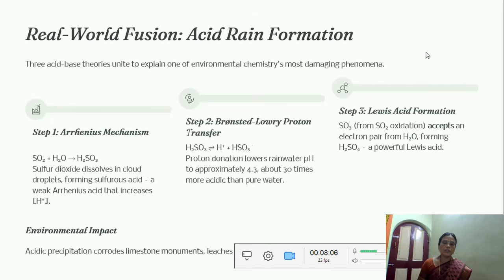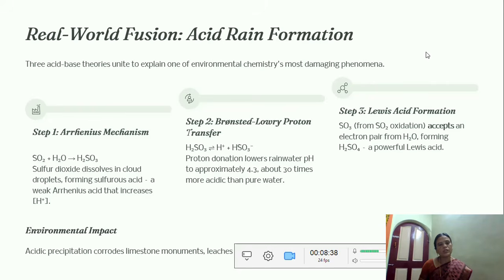Here we have studied a few concepts related to acids and bases, and they can be related to the formation of acid rain. Acid rain is common in an environment which is highly polluted. The Arrhenius concept can be applied to acid rain formation, that is, in an atmosphere which contains SO2, the water in the clouds acts as an acid and donates H+ ions, and the SO2 is converted into H2SO3. Here water acts as an Arrhenius acid.